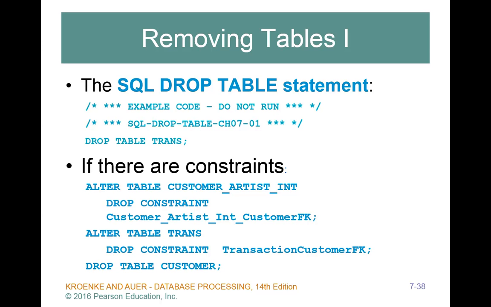That's what you see in our second example there, where we use an alter table statement, where you alter the table and then drop the constraints that are in that table, and then you alter the table transaction and drop the constraints associated with that, and then we can go back and drop the transaction table after that. But you would have to drop the constraints prior to that if there are any that exist.